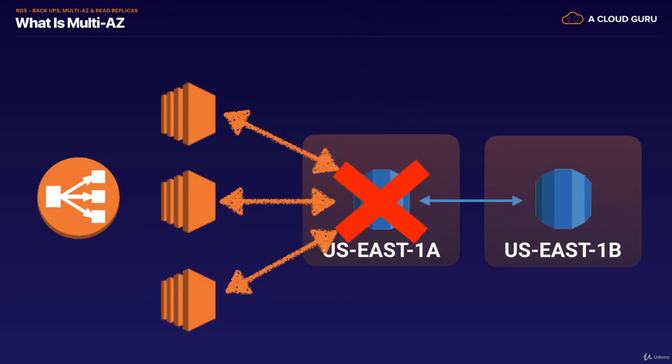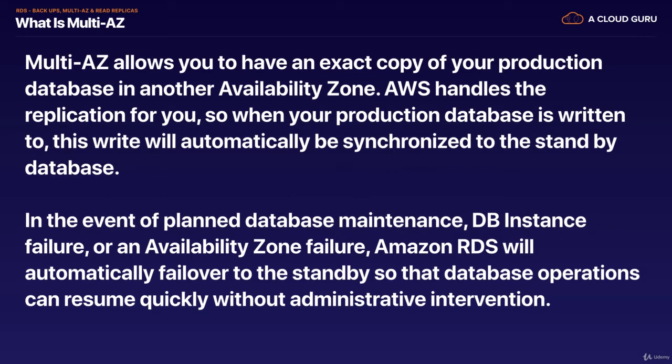Now, if you were to lose US East 1A as an availability zone, Amazon are going to update the DNS settings, and the RDS endpoint is automatically going to fail over to the RDS instance in US East 1B. So multi-AZ allows you to have an exact copy of your production database in another availability zone, and it's done through synchronous replication. AWS handles the replication for you, so when your production database is written to, this write will automatically be synchronized to the standby database.